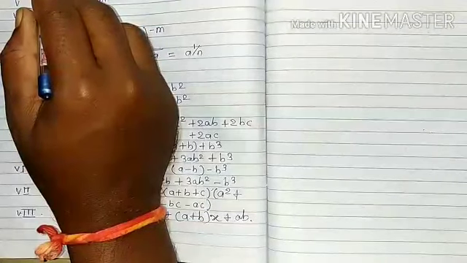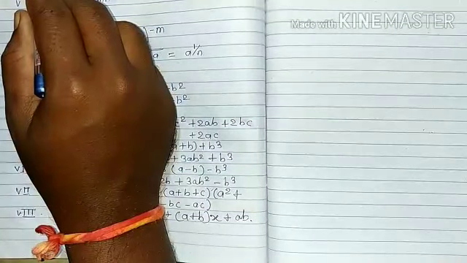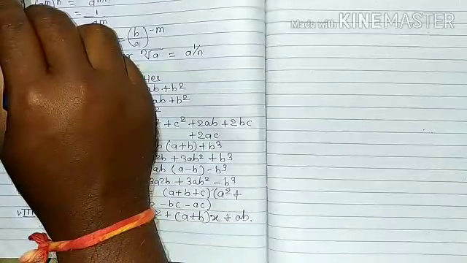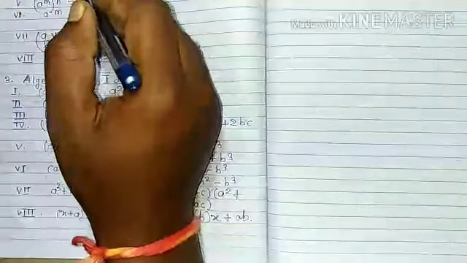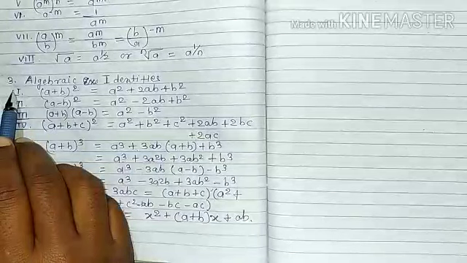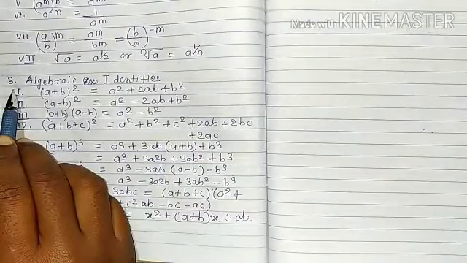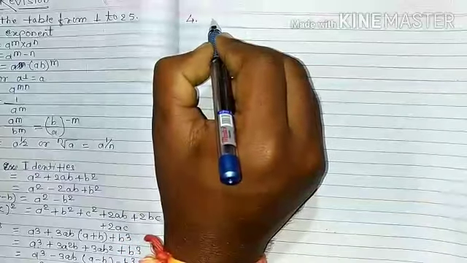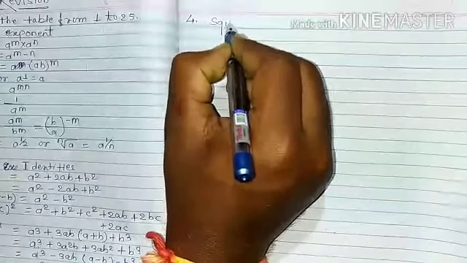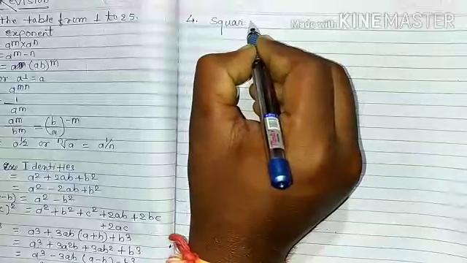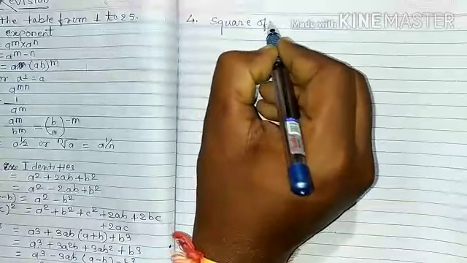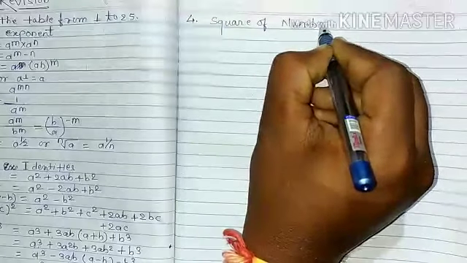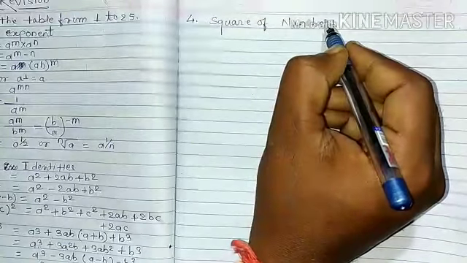I revise. First, remember the tables from 1 to 25, and second, remember the laws of exponent, and third, remember the algebraic identities. Fourth, squares of numbers. Squares of numbers are very important.